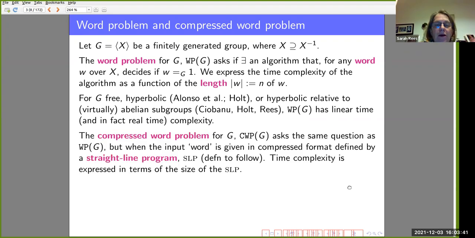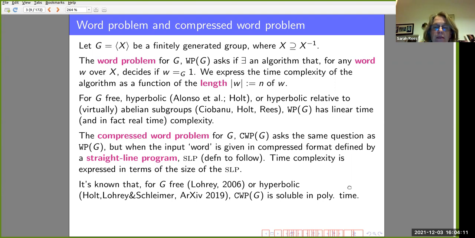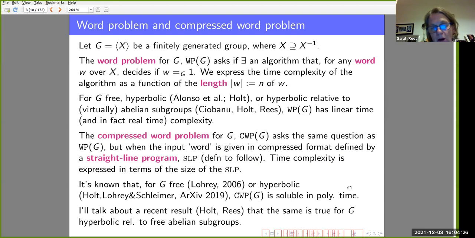So the compressed word problem asks the same problem, but when the word is input in a different way, in a compressed format, that is to say, the word is defined by a straight line program. I'm going to tell you what that is in a second. And in this case, we express the complexity of the solution in terms of the size of this straight line program. It was already known that when G was a free group or hyperbolic, then the compressed word problem is soluble in polynomial time. And our recent result extends that to groups that are hyperbolic relative to free abelian subgroups. Just free abelian subgroups.